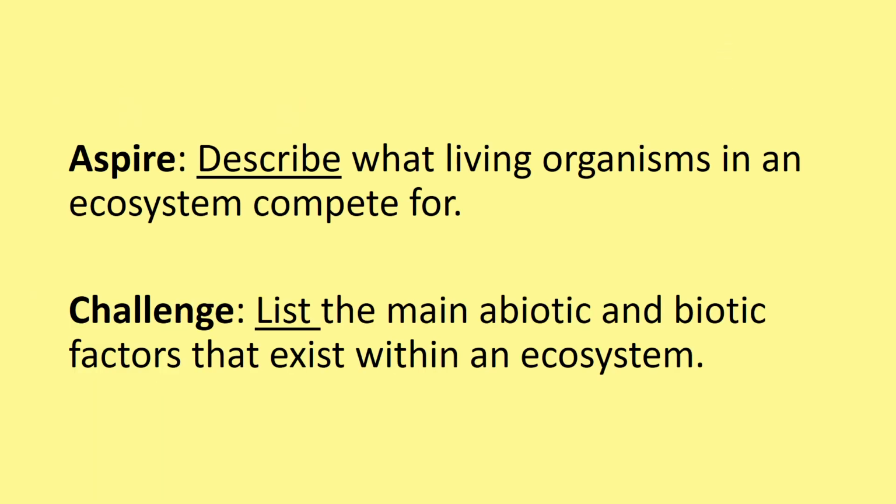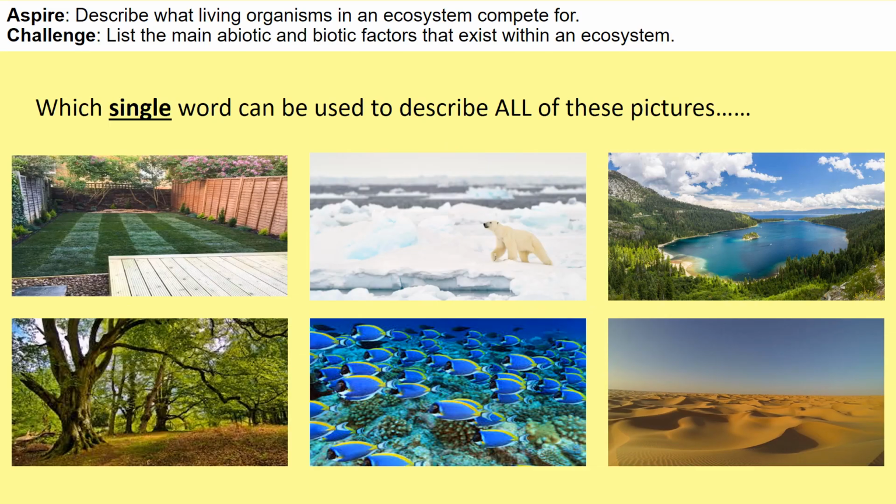For our learning outcomes today, we are going to list the main abiotic and biotic factors that exist within an ecosystem. For our Aspire outcome, we are going to describe what living organisms in an ecosystem compete for.